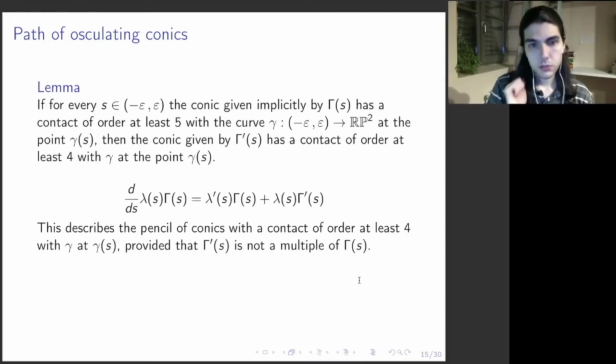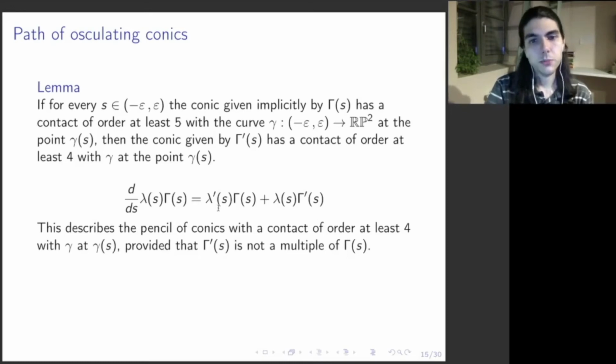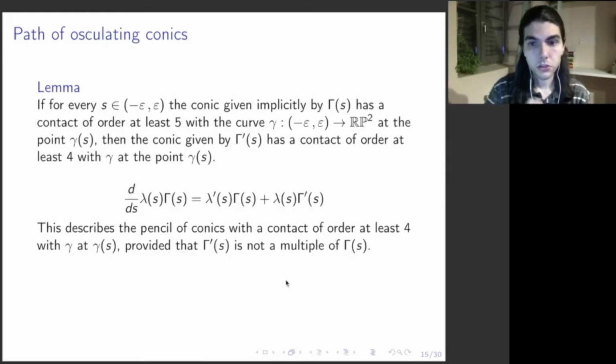once we have this, what can we do? Well, the derivative of lambda times gamma is given by this, and if we look at this expression, at this point we do not know the values of lambda or lambda prime. We should just see this as a combination of 2 implicit equations of conics, which is exactly what describes a pencil of conics. So a line in the space of conics, and in this case it has a really particular property, because since gamma has a contact of order 5 with the curve, and gamma prime, thanks to the lemma, has a contact of order 4, then every conic in this pencil must have a contact of order 4 with the curve little gamma at that point. It is precisely the pencil of conics with this property.